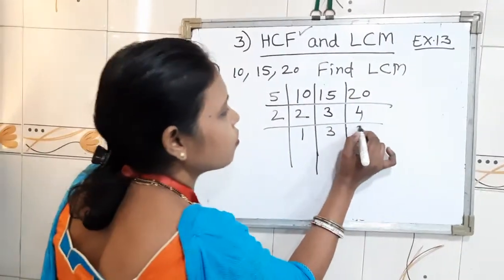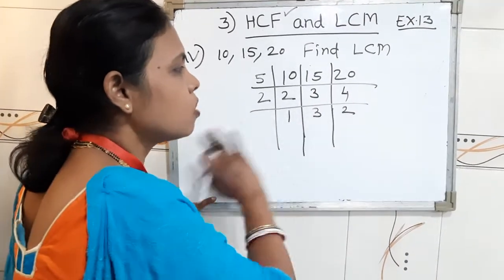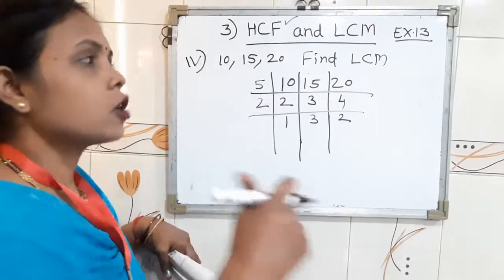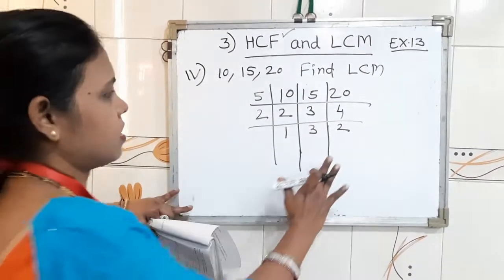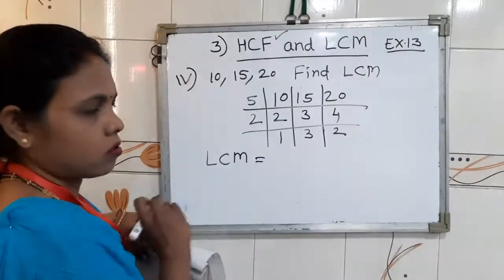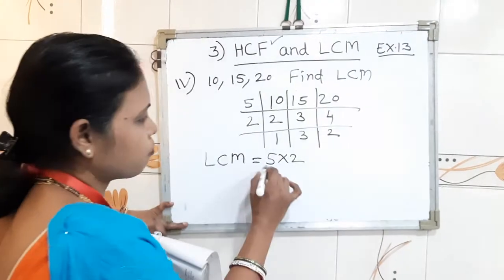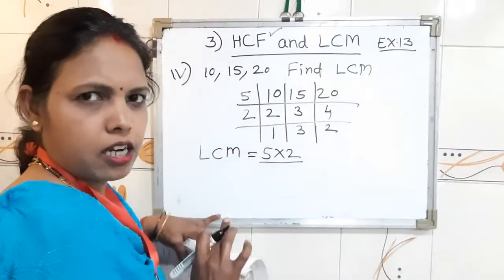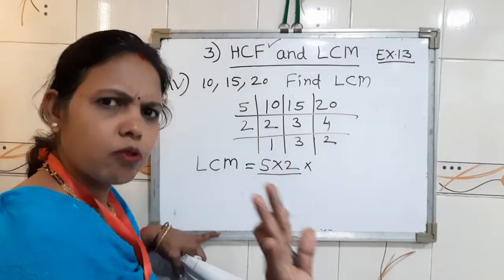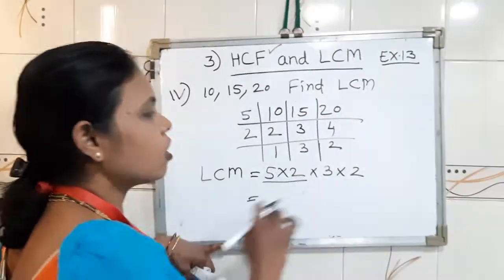Now 2 2s are 4. Now I can say that 1, 3, 2 is not divided by any number. Therefore we will stop here. Then what will be the LCM? LCM equals 5 into 2, which is common in all three numbers, into the remaining terms 1, 3, 2. If you do not write 1, that is also okay. Write 3 into 2, then multiply all these numbers.